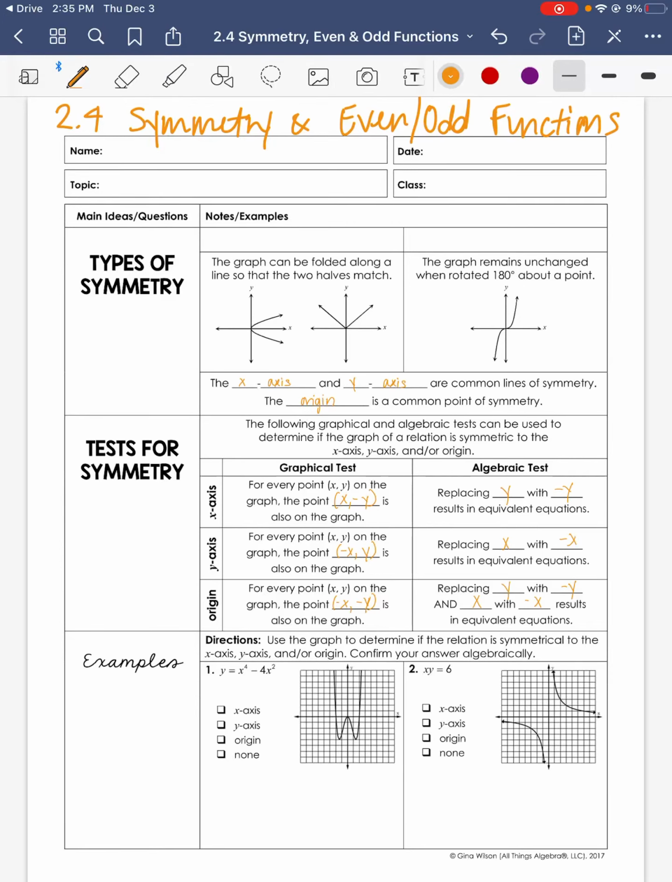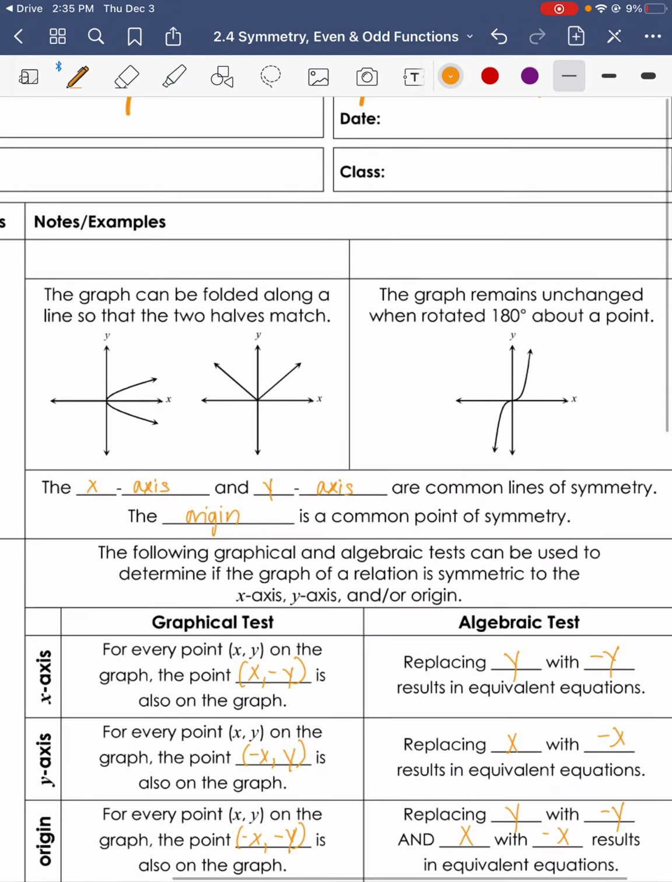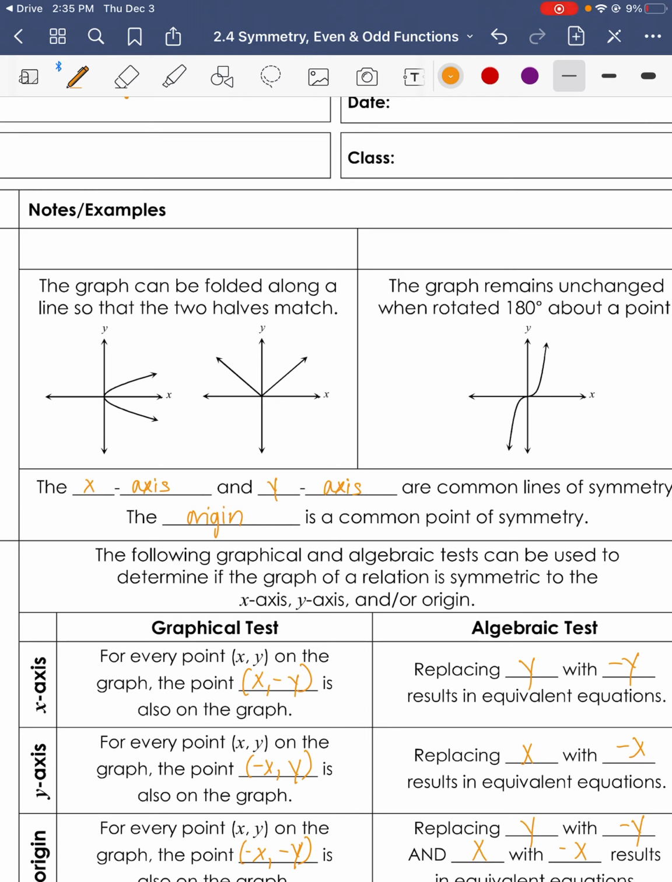All right, so here we have notes on section 2.4, which is on symmetry and even and odd functions. So let's look at types of symmetry first. You can have three types of symmetry.